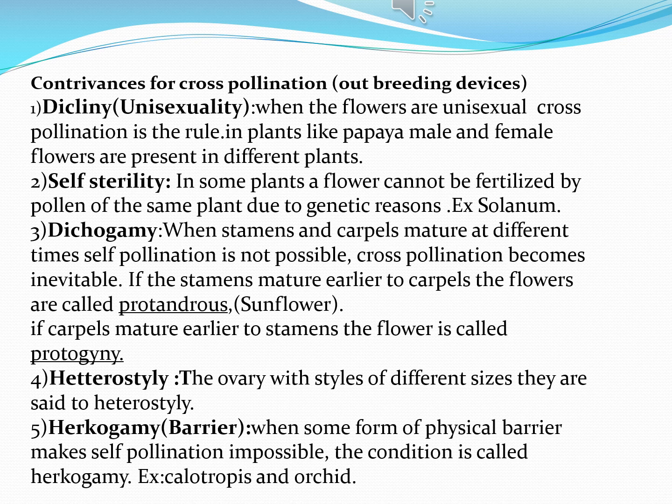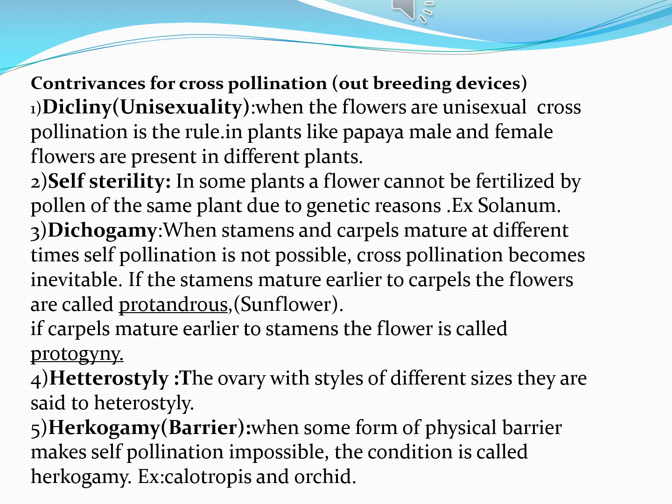Suppose out of these two, stamens and carpels, the stamens mature first. If the stamens mature earlier than the carpels, that is what we call protandrous. Suppose the stamens mature first, before the carpels, that is what we call protandrous. Example: sunflowers.